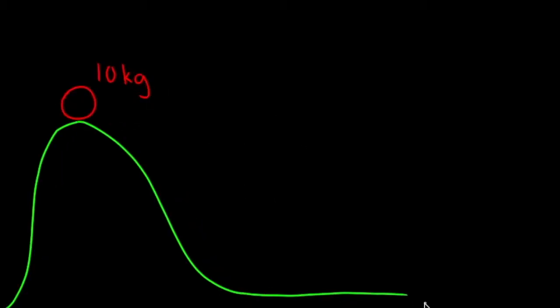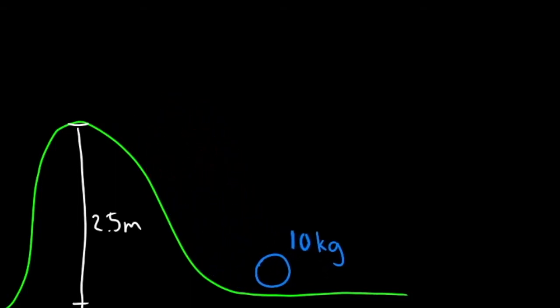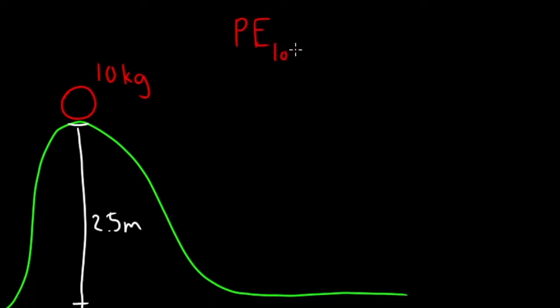So here's a quick example. Let's start with a 10 kilogram ball at the top of a 2.5 meter tall hill. It starts to roll down the hill, and the question is, what will its speed be at the bottom of the hill? So, what we want to do is find out how much potential energy is lost and set that equal to the amount of kinetic energy gained, or PE lost equals KE gained.